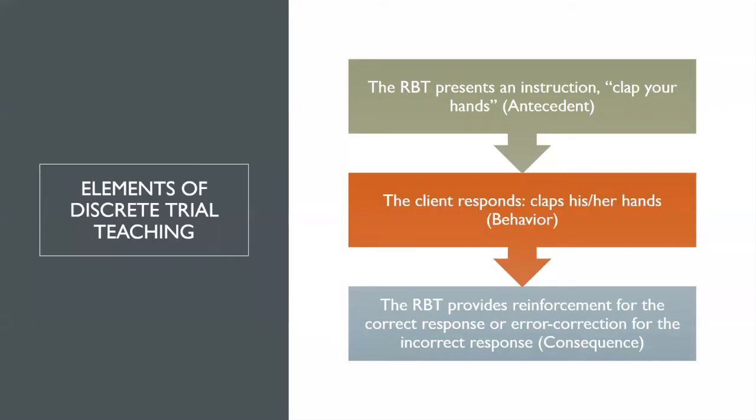Here is a quick example of an ABC sequence used in discrete trial teaching. For the antecedent, the RBT is presenting an instruction saying, clap your hands. For the behavior, the client will respond by clapping their hands. For the consequence, the RBT provides reinforcement for the correct response or an error correction for an incorrect response.